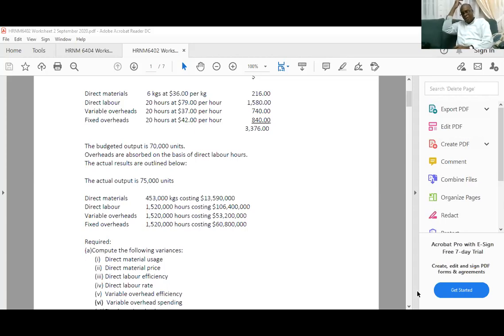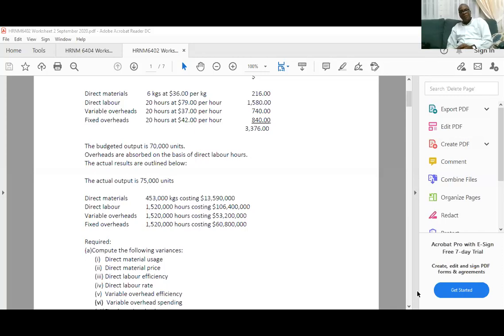So what do we expect our labor hours to be? And what actually is it? So notice that your variable overheads and fixed overheads... And what's an example of variable overheads? An example of variable overheads would be something like the oil that the machine uses. Yes, sir. That's an example of variable overheads. And remember the nature of variable overheads: the more of a thing that you produce, the more that it would use.